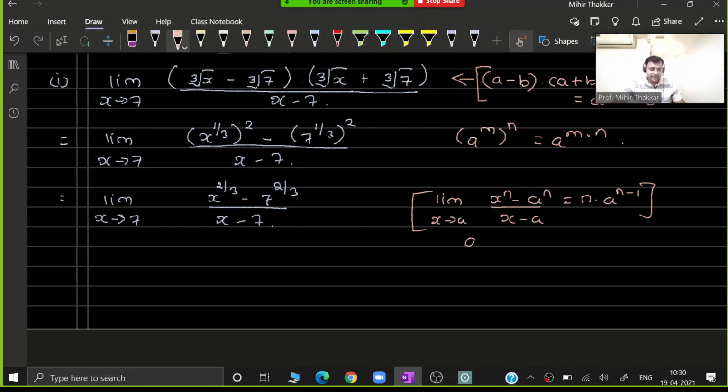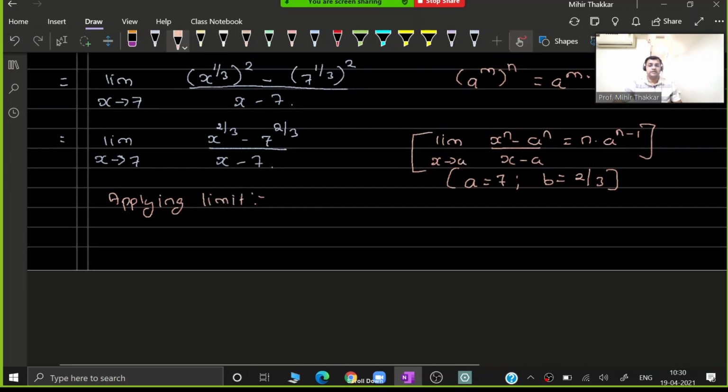So when I compare, I can understand that A is 7 and B over here is 2 by 3. So guys, when you apply the formula, you have to write over here, as you all know, applying limit. And so when you apply the limit, you will get this is equal to 2 by 3 multiplied by 7 to the power 2 by 3 minus 1.